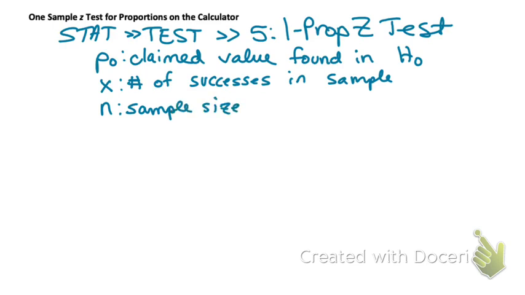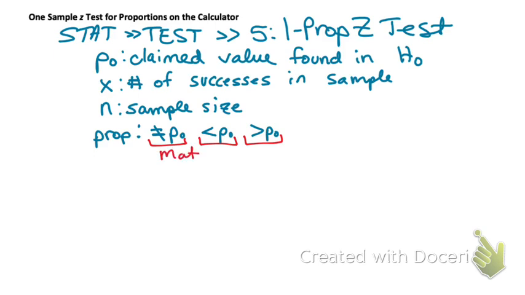And then, if you look at your calculator, it looks very different than what you have seen before. It says your proportion. Is it not equal to the claimed value? Is it less than the claimed value? Or is it greater than the claimed value? Basically, you have to pick which one of these matches your alternative hypothesis. So this should match the alternative hypothesis sign.